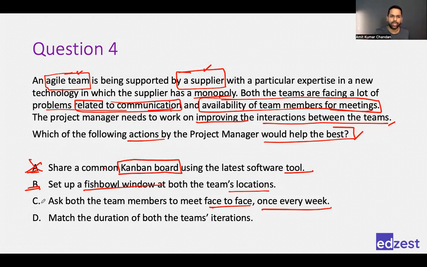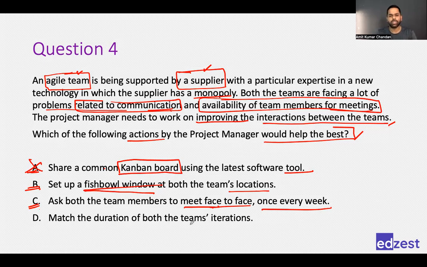Now, would the fishbowl window help or should this help? That's the question. We'll park it. We'll see D. Maybe D is better than both B and C. Our time will be saved before comparing B and C. If D is bad, I will eliminate it. Again, my time will be saved. So it is better that we see D and then we see whether we have to compare between B and C or not. So we go to D.